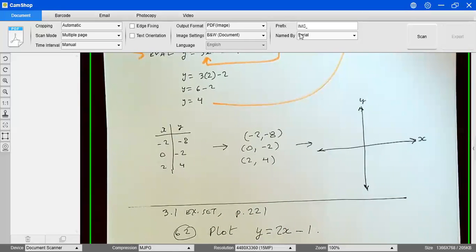Do it carefully. If you want to practice a lot the evaluation and how to build a t-table, choose 5 points, -2, -1, 0, 1, and 2. Get the corresponding y's and then plot the points on a grid paper.